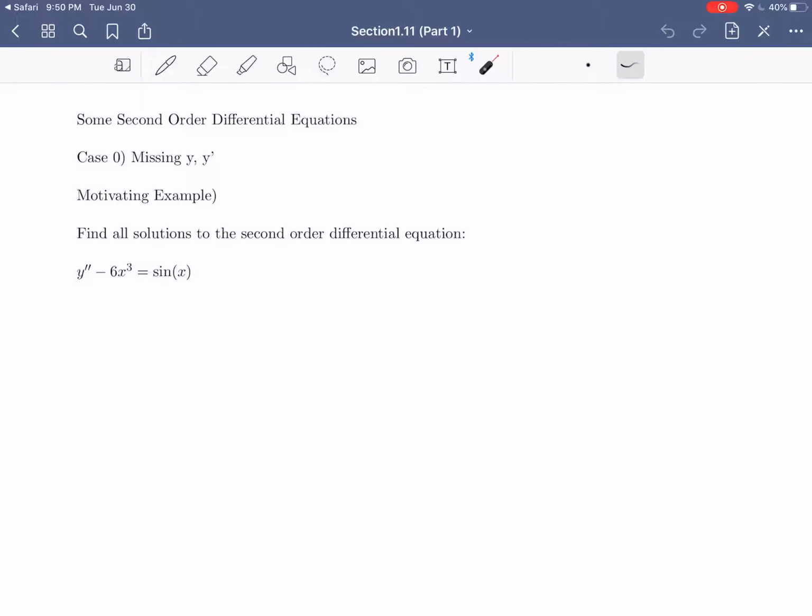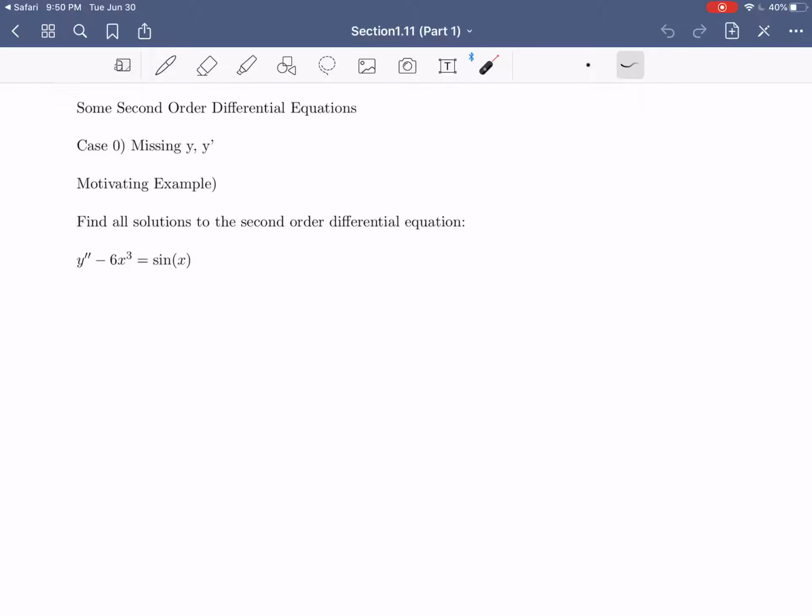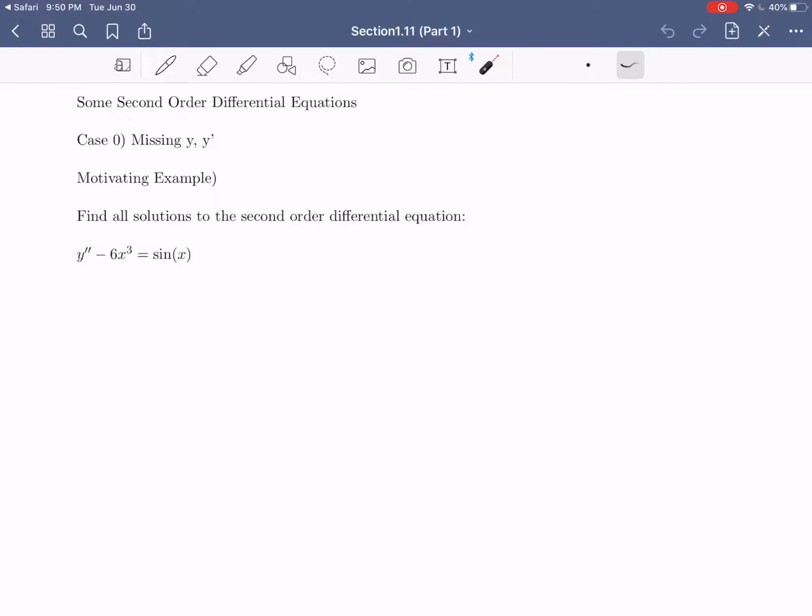So, for now, we're just going to take a look at some very special cases of second-order differential equations that we can solve using what we've investigated so far for first-order ones. So, this is some second-order differential equations.